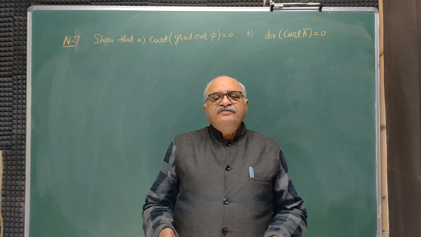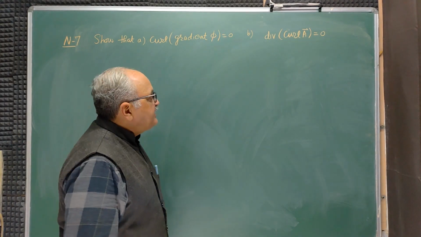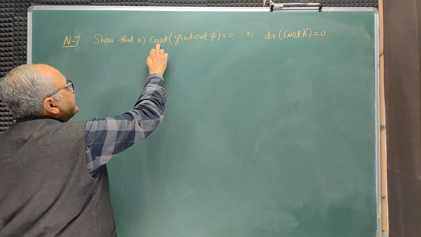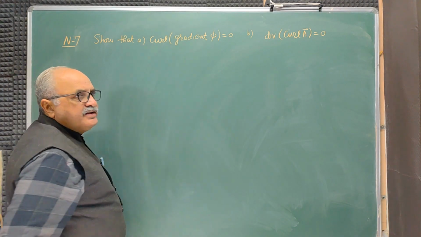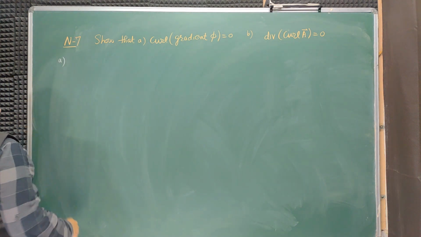Now let's take the 7th question. Here we have to prove two identities. The first one says that the curl of the gradient of phi is always equal to 0. Let's take the first one.